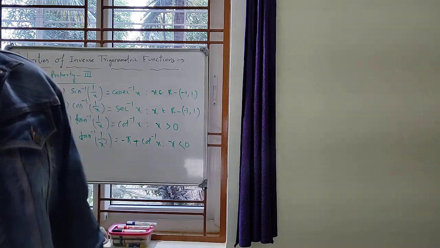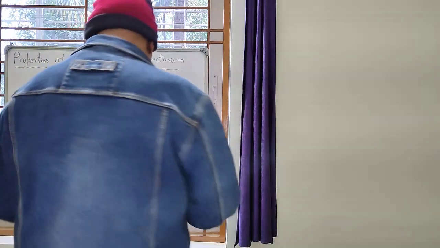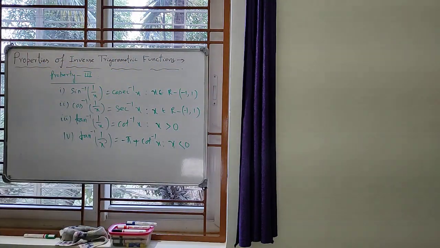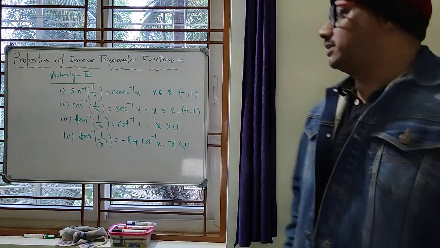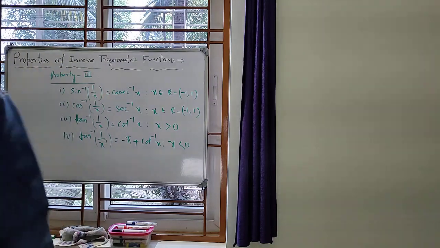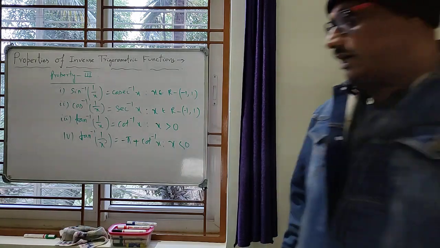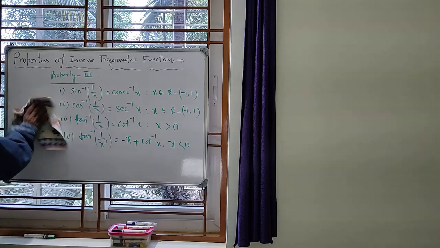These are all third properties. Please note it down. After that, we will discuss the fourth property. Is it clear? These properties are applicable for solving different types of problems regarding inverse trigonometric functions. We will do the latter at the end of this video. Clear? Let me erase it.